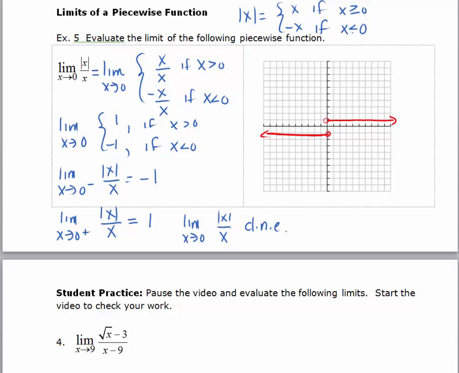And you can see here that as your x values approach 0 from the right, your y values are approaching 1, which we got from the actual function. And as your x values approach 0 from the left, your y values are approaching negative 1. And so again, you can see here that the one-sided limits are not equal, so the two-sided limit does not exist.